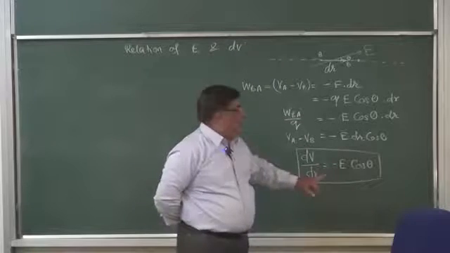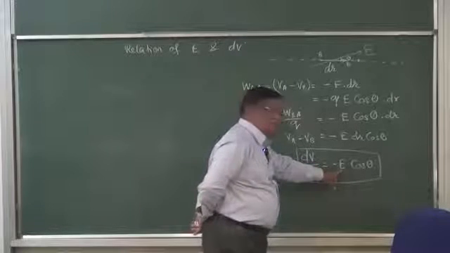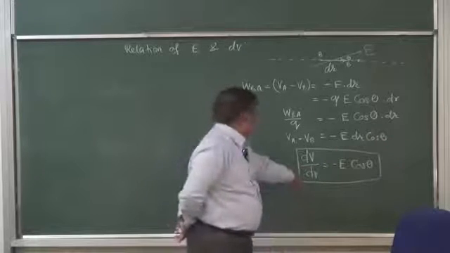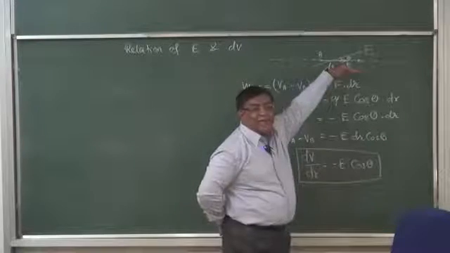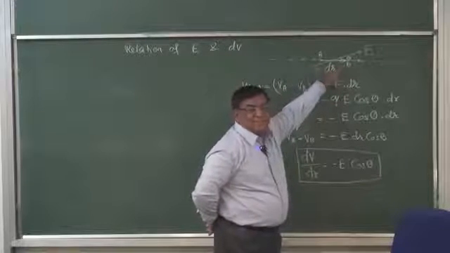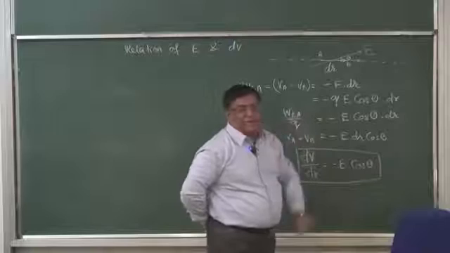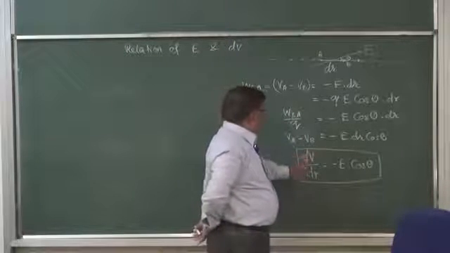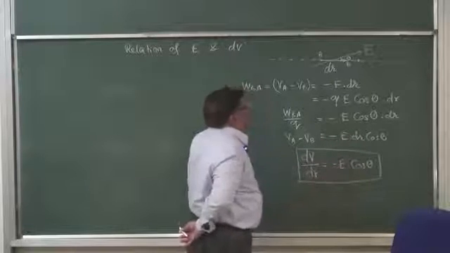This is the relation of electric field intensity and potential difference in the direction of r. Potential difference in the direction of r. That means VA minus VB. Right? Not VB minus VA, because it is in the direction of r. So dV upon dr is this.